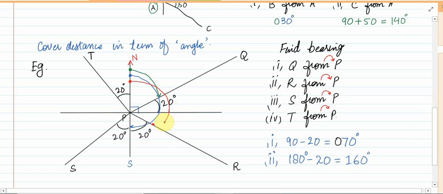Moving on, till now I had covered 180, but that is not my destination, because I wanted to go and meet at point S, line S, right? So I need to move further. After the coverage of 20 degrees, finally I reach the line S.